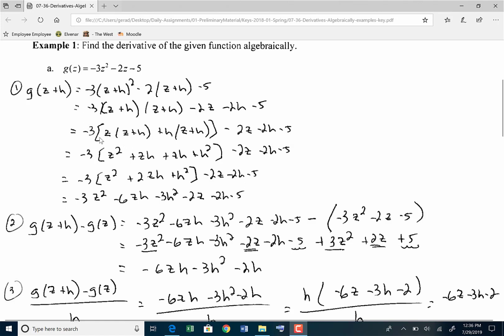So inside the square brackets, I distribute the z squared and z plus h. I distribute the h, another zh plus an h squared. I combine like terms in the next step. There are 2 of the z times h's. And in the last step, I distribute that negative 3. So that's g evaluated with z plus h, that line at the bottom there.